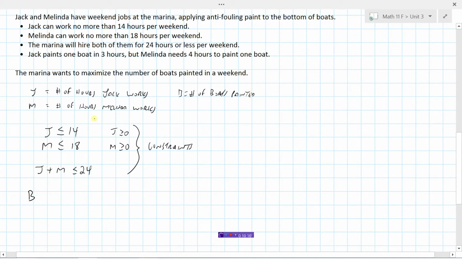If Jack is painting one every 3 hours, then if we take the number of hours that he works, which is J, and divide that by 3, that'll tell us how many boats he's painted. And Melinda is working M hours, and we divide that by 4 because she needs 4 hours to paint a boat. Then this little expression here would represent the number of boats that get painted in a weekend. J divided by 3 plus M divided by 4. This is what we would call our objective function.